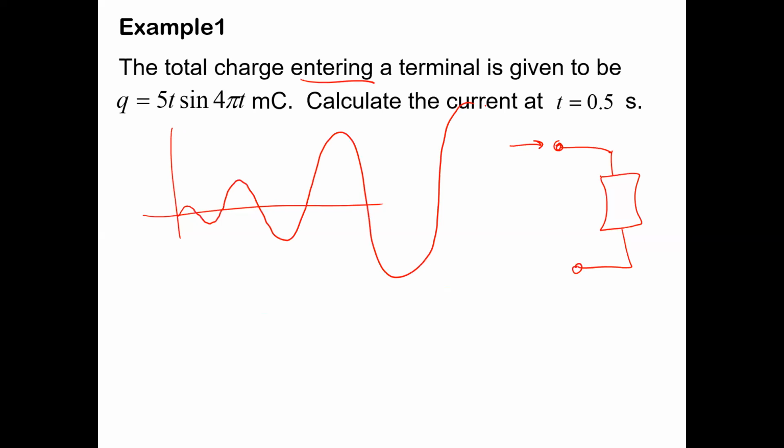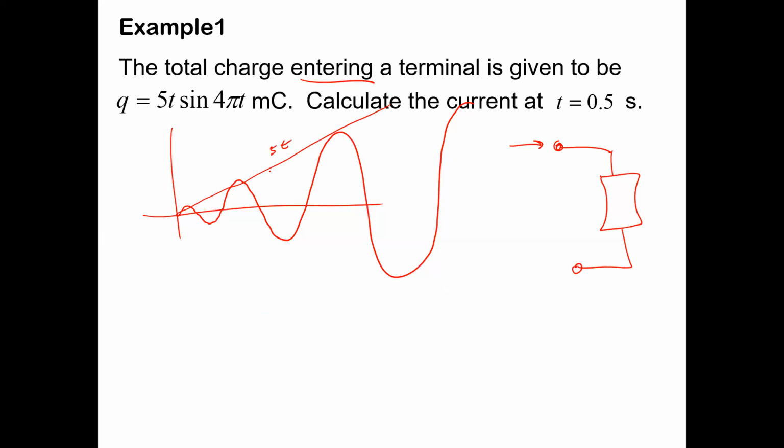Would you have to multiply the equation by 1,000 to turn it into coulombs? Or just leave it in millicoulombs? I would just leave it in millicoulombs for now. And you would divide it by 1,000 to put it in coulombs, not multiply by 1,000. So the slope of this thing is 5t, right? And then this is your sine 4 pi t multiplying that.